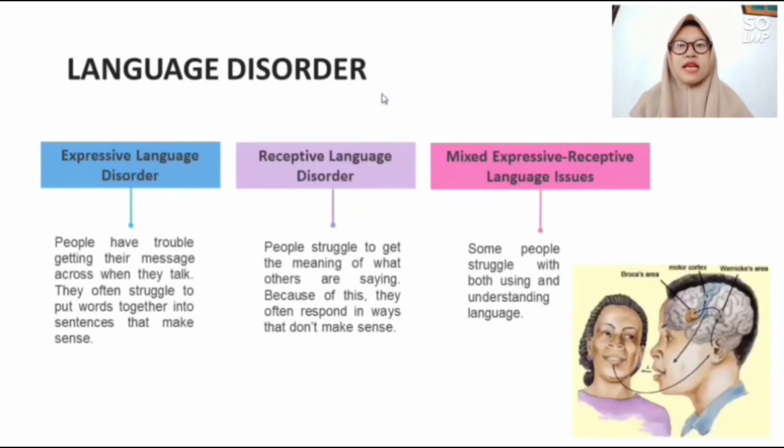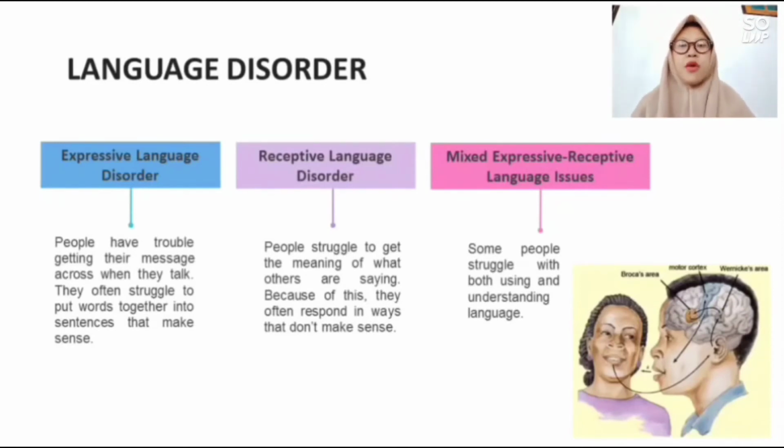Okay, the second point is about receptive language disorder. As you can see here, people struggle to get the meaning of what others are saying. Because of this, they respond in ways that don't make sense. Usually people who have this kind of language disorder have difficulty understanding what other people are saying, and usually they cannot give the right response.